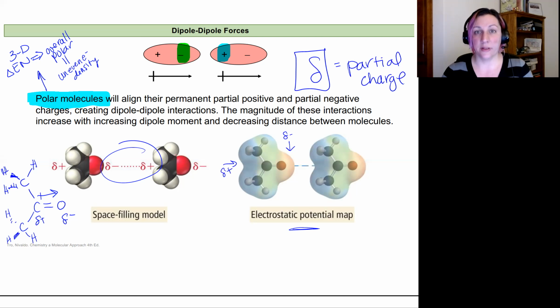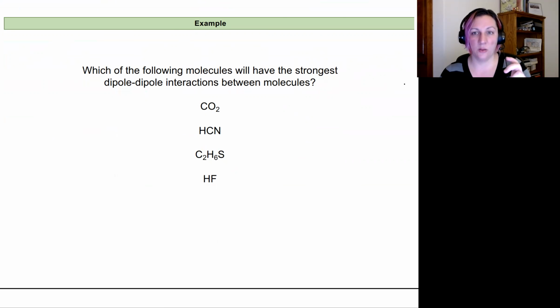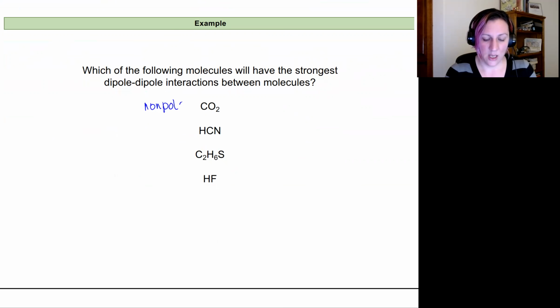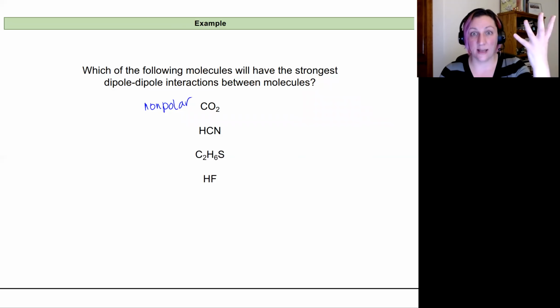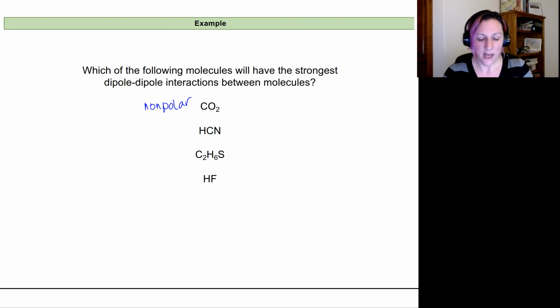Let's look at an example. I have a list of molecules here, and let's determine which will have the strongest dipole-dipole interactions and rank them. Our carbon dioxide molecule is going to be nonpolar. If you can't just see that by looking at the chemical structure, remember, you can always build a little bit of structure, think about it in 3D, and assess its polarity. That's just using the skills that we covered in 161. If you need to brush up on them, it is chapter 7 in the OpenStax textbook.